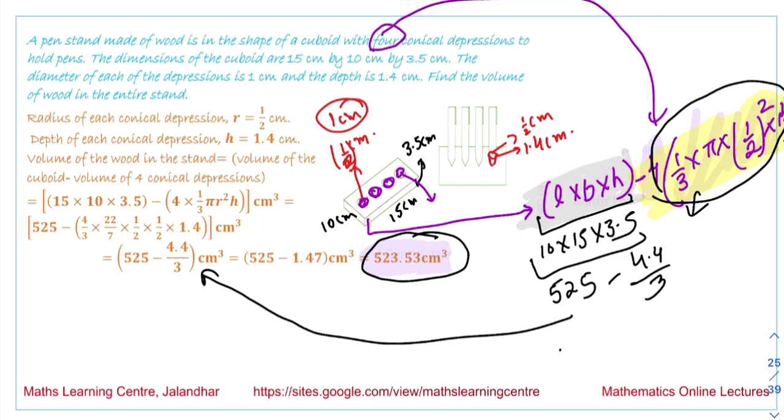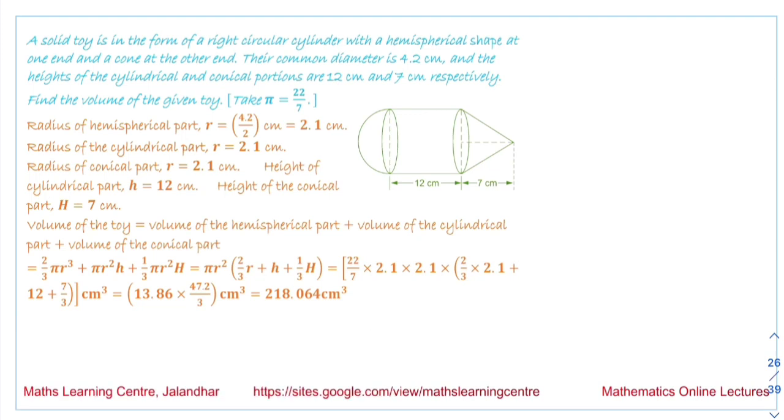Next we have a solid toy in the form of a right circular cylinder with a hemispherical shape at one end and a cone at the other end. So this is the hemispherical shape on one end, this is the cone on the other end, and this is the cylinder we are talking about. Their common diameter is 4.2 centimeter. So the radius over here will be 2.1 centimeter. The heights of the cylinder and conical parts are 12 centimeter and 7 centimeter respectively. Find the volume of the given toy.